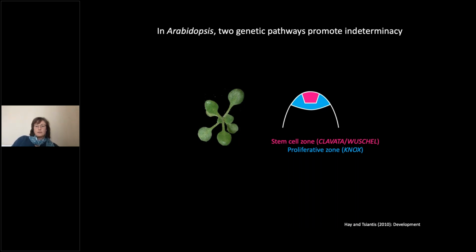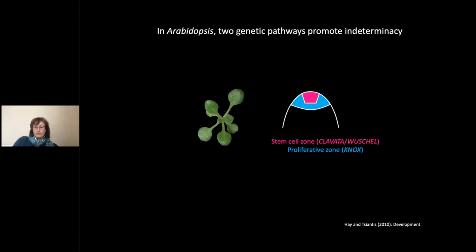And in Arabidopsis, there are two key genetic pathways that regulate indeterminacy in these shoot tips. The CLAVATA-WUSCHEL pathway maintains the size of the stem cell pool at the tip of the shoot as it grows, and that would act in the pink part in the middle of the diagram. The KNOX pathway has a broader role in promoting proliferation and maintaining the balance between indeterminate meristem identity and determinate leaf fate, and that would act in the blue part of the diagram.